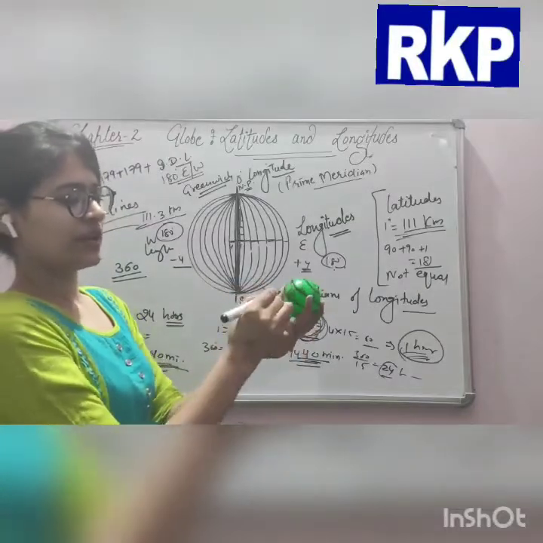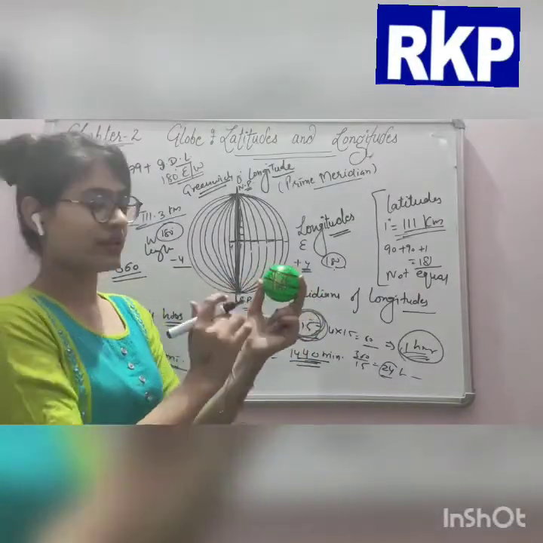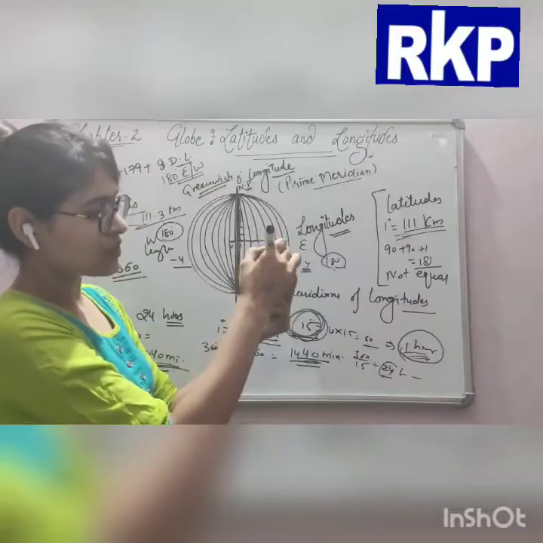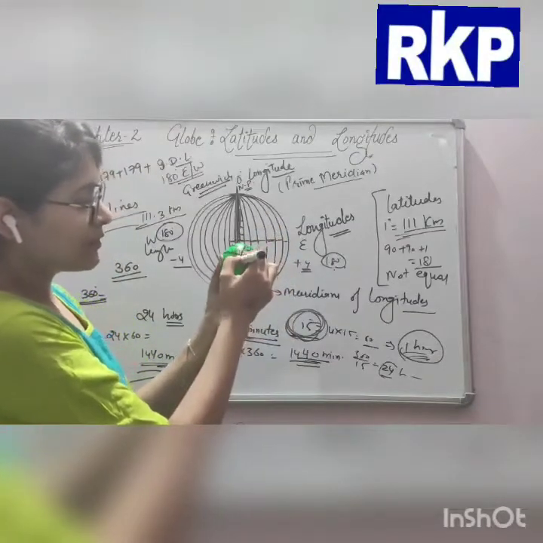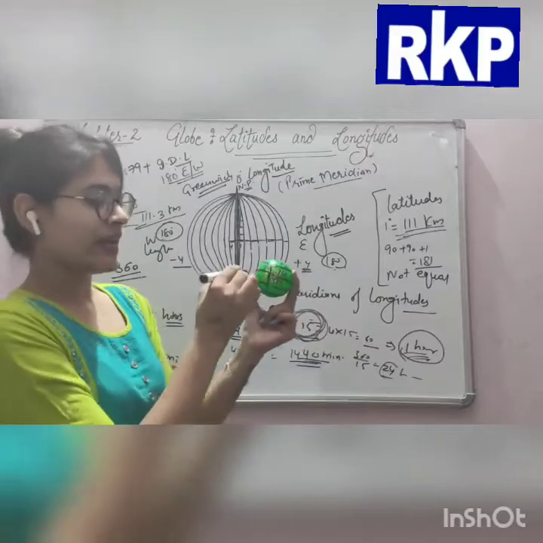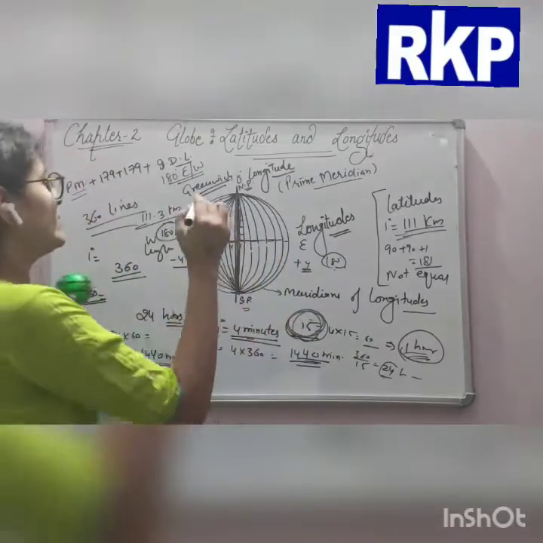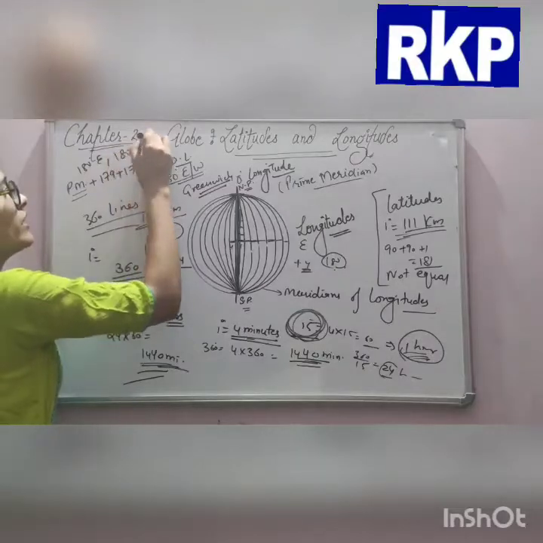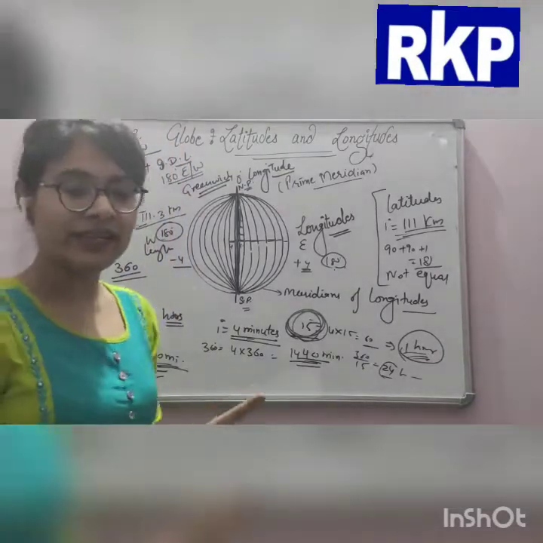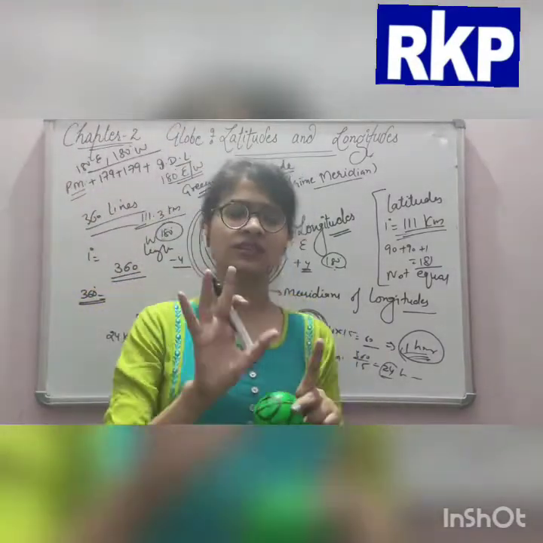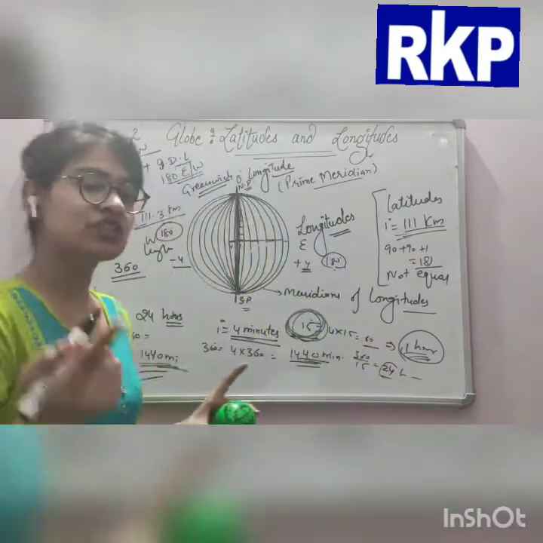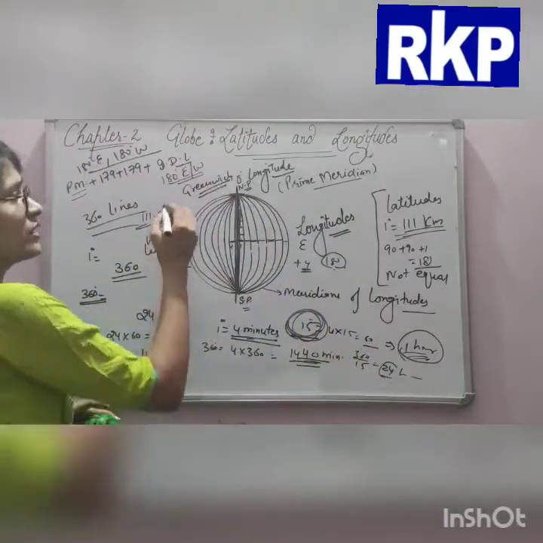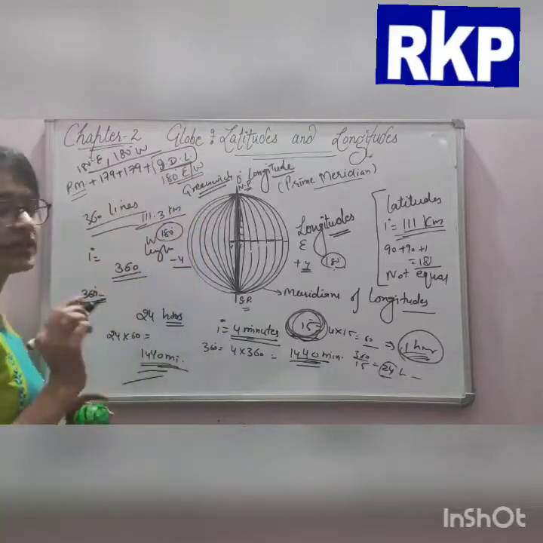हम यहाँ से यहाँ आए, 179 was till here. So only one line was there between them, that was the international date line, and that is known as 180 degree. That is known as 180 degree east and 180 degree west. 180 degree east and 180 degree west is the same line, which is known as the international date line.